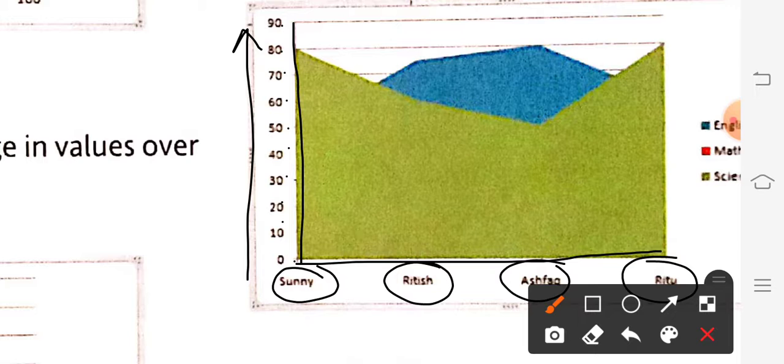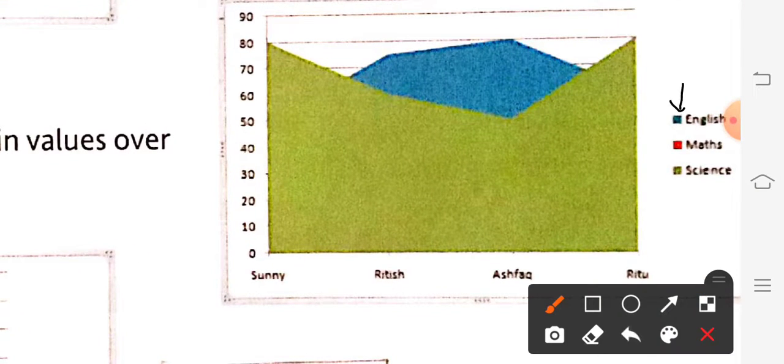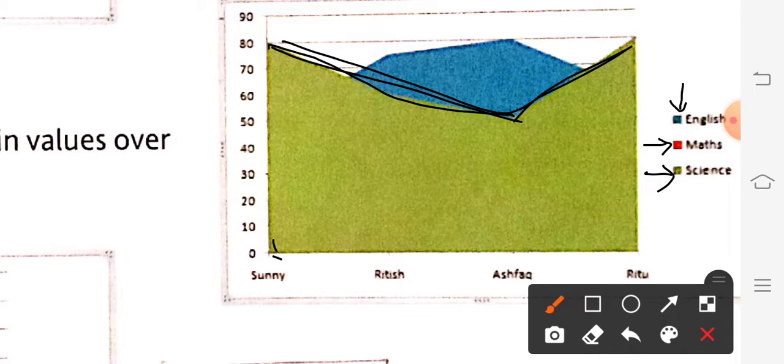Then next thing you can see, for English we are using this blue color, for maths red color, for science green color. ठीक है. अब यहाँ पर अगर आप देखो, सो ये जो ग्रीन कलर आपको दिख रहा है, like this green color, हाँ, see Sunny के यहाँ पर अगर आप देखो साइंस में how much marks are there, 80 मार्क्स. रितेश के if you will compare, so यहाँ पर ये है 80 मार्क्स.